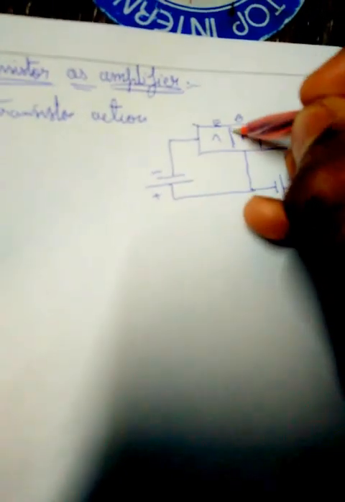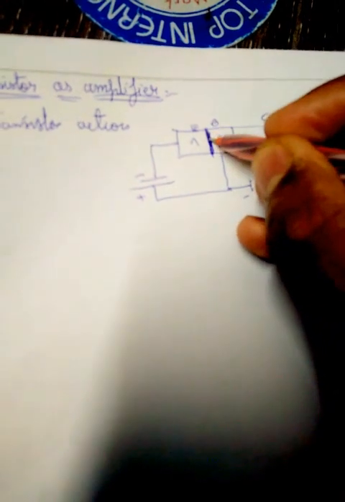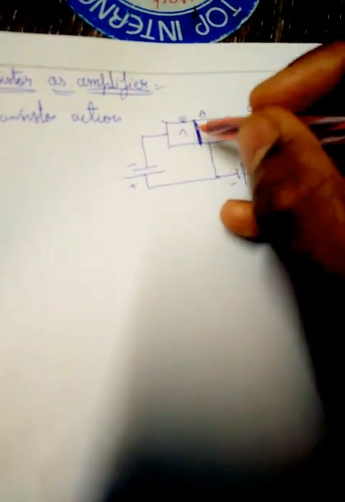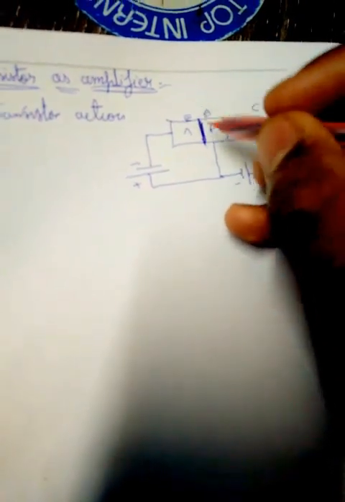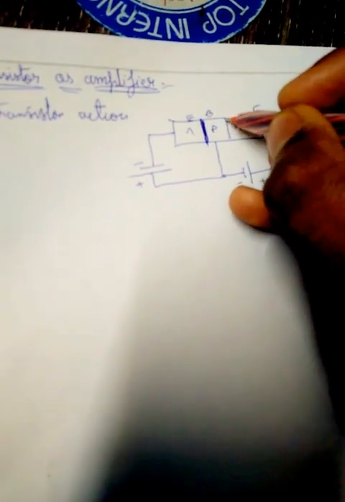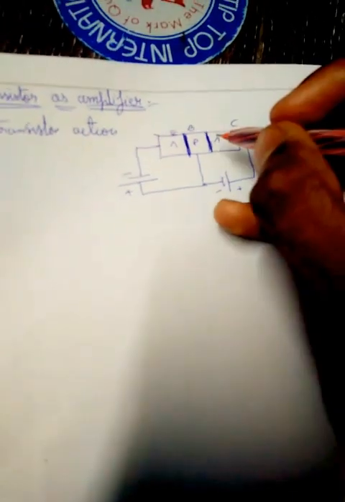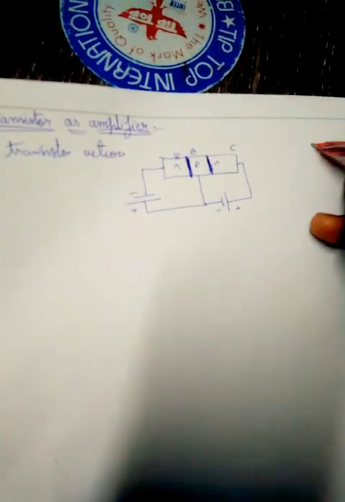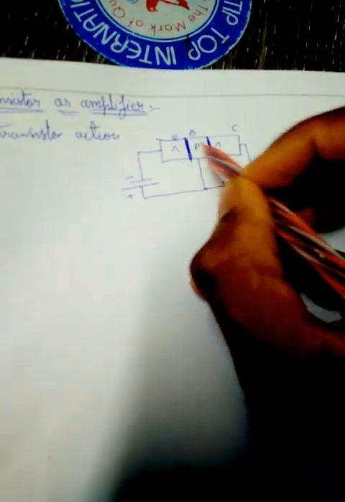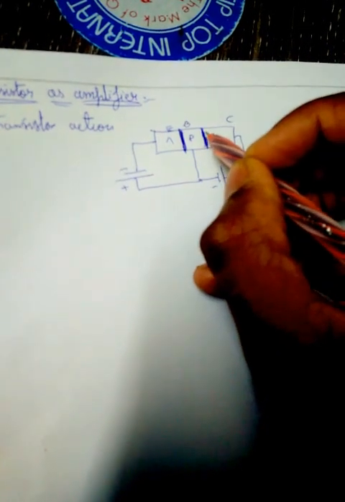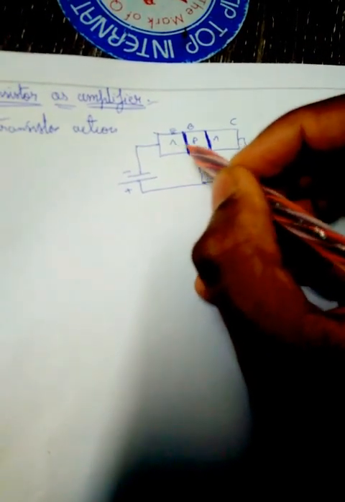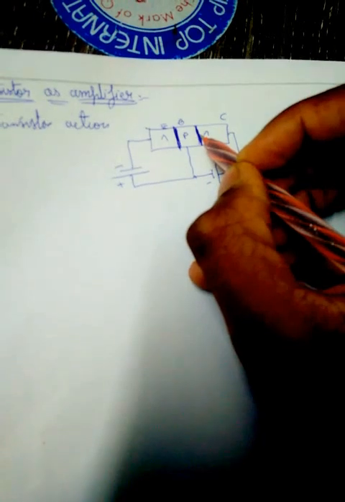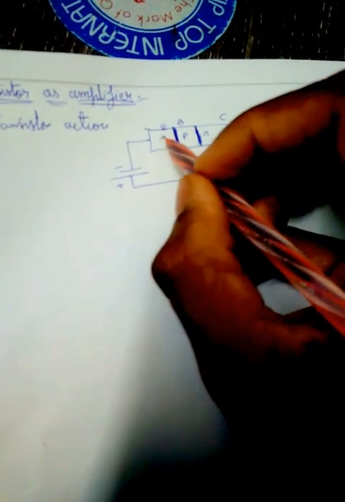The emitter-base junction offers a very low resistance to the charge carriers because of forward bias, and it is very thin. The base-collector junction, due to the reverse bias across it, gives a very high resistance. So this will be like two resistors, with the output taken across one resistor and the input across the other; this is a high resistance value and this is a low resistance value.